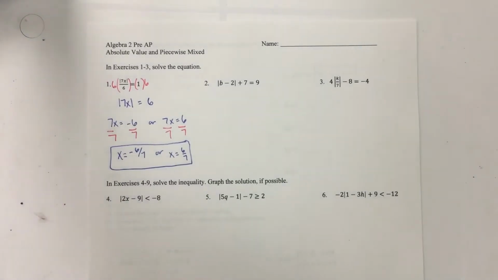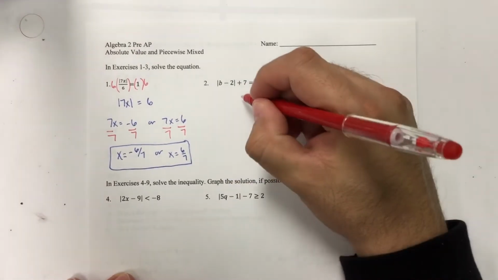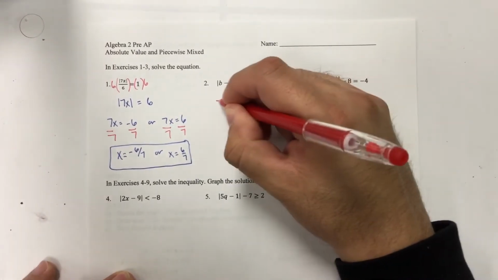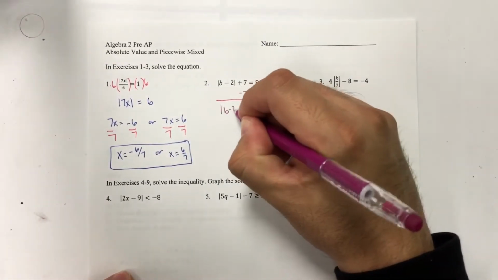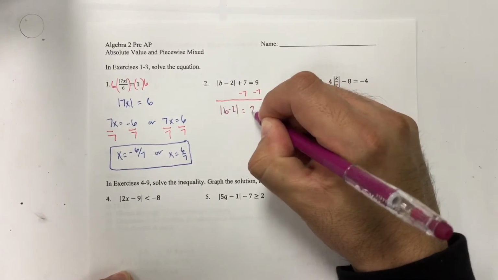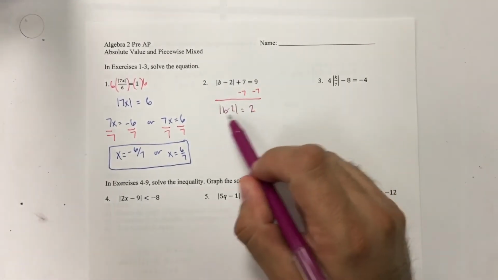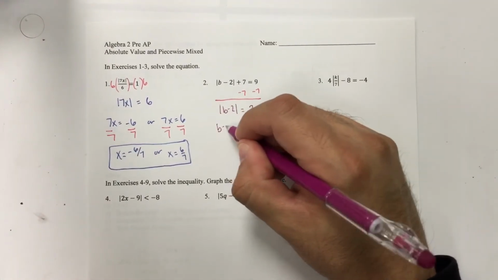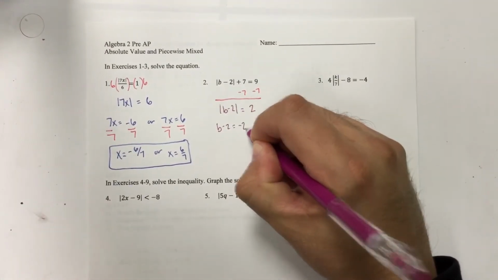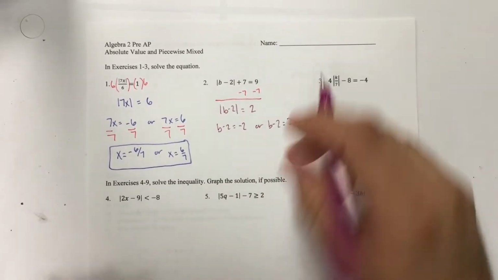All right, for the next one. First, I noticed that the absolute value expression is not isolated, so I'm going to subtract 7 from both sides. So I come up with the absolute value of b minus 2 is equal to positive 2. So I can see now that it does equal a positive constant when it's isolated. So now I write the two expressions, so b minus 2 equals negative c, so negative 2, or b minus 2 equals the positive c, which is 2.